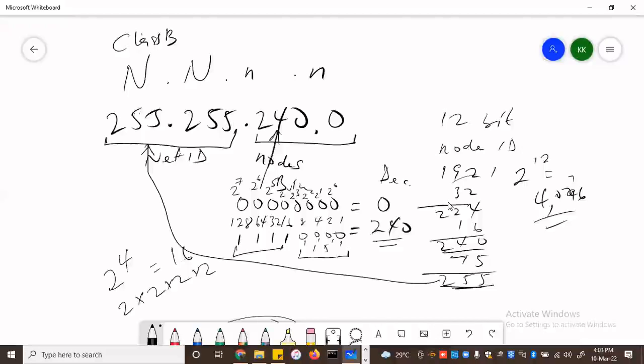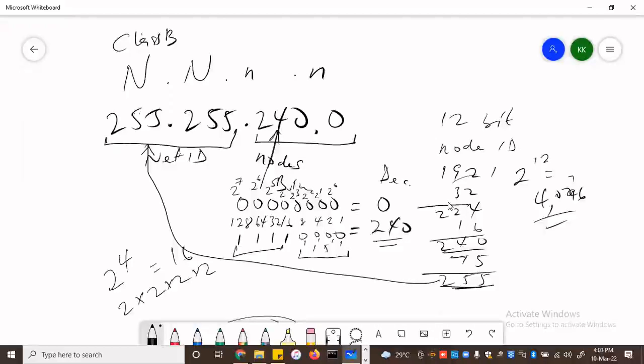So in actuality, the subnet ID corresponds to a total of 16 subnets, which have been subnetted in order to minimize the number of wastages that we're going to have within that particular class B scenario. So that's another way to approach the question.